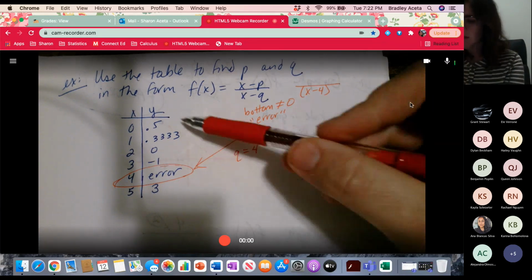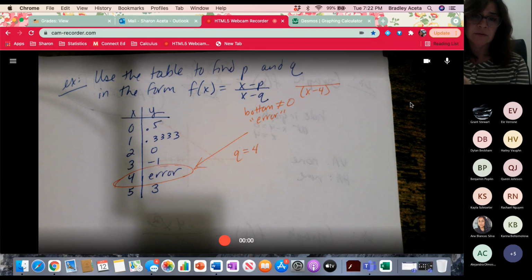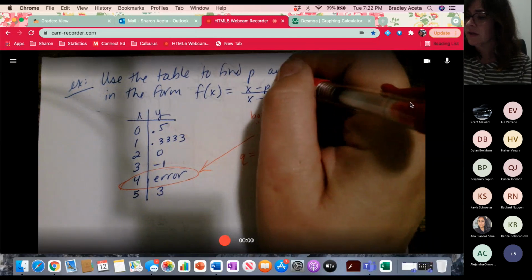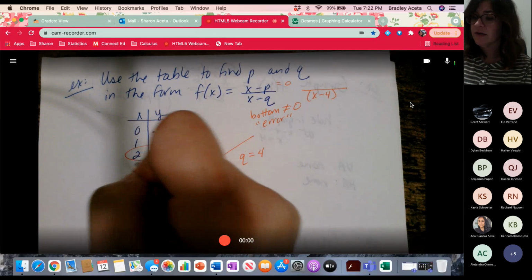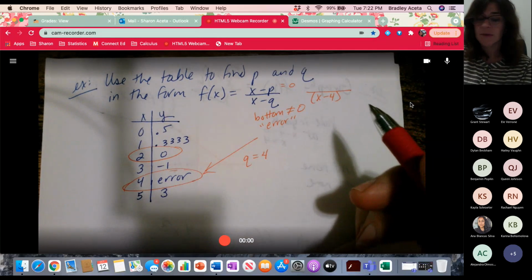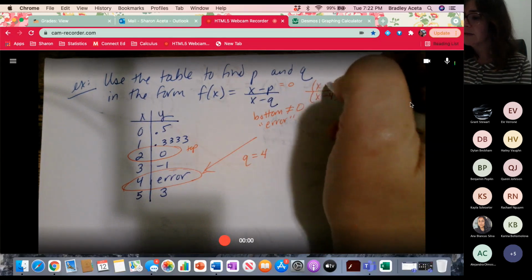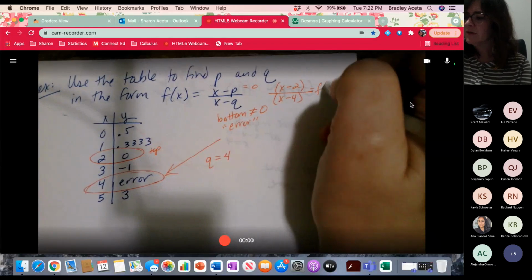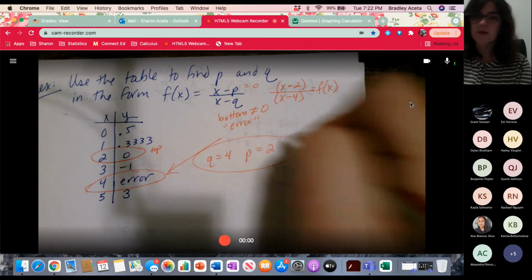All right, so then what's my P going to be based off of these? Well, your P is allowed to be 0. Your top equation is allowed to be 0. So that's actually going to give us a clue here. We are allowed to set that equal to 0, to find a 0. And this right here is a 0. So our top would be x minus 2. That would be my function. So my P would be 2, and my Q would be 4.